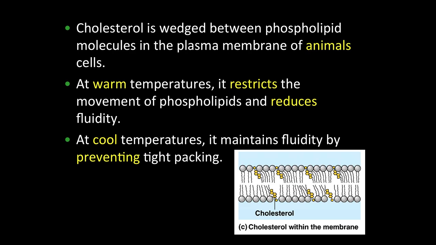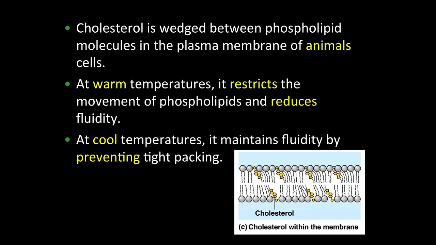Now the opposite will happen if the temperatures start to cool down, because at cool temperatures there's less kinetic energy, so the phospholipids start to move less. And if there's no cholesterol present, they will pack tightly because they're moving less. They're going to start interacting with each other. They're going to tightly pack, which will make the membrane lose its fluidity, or some of it, and that could be bad as well.